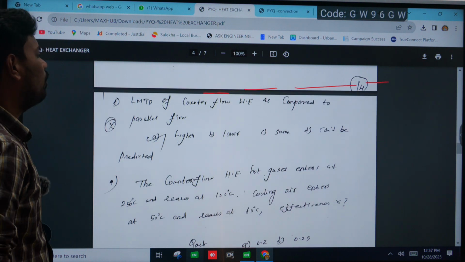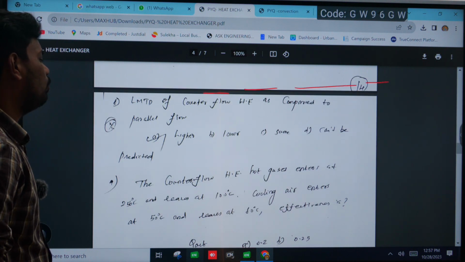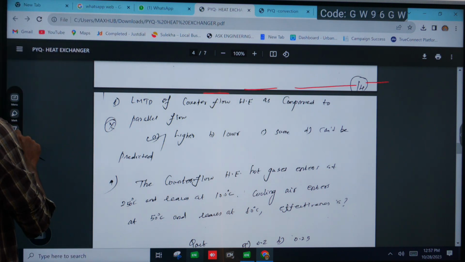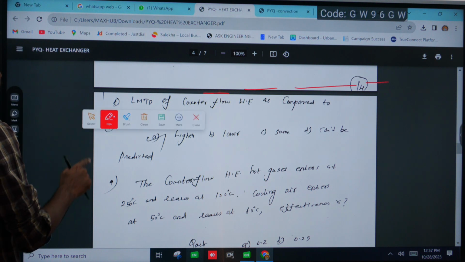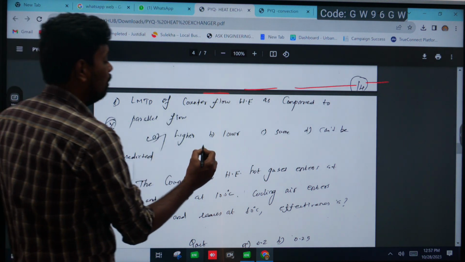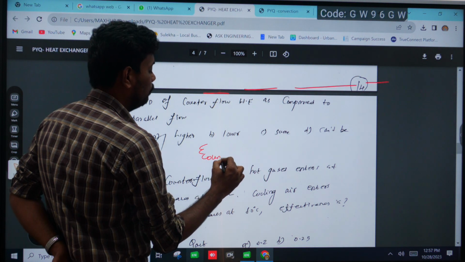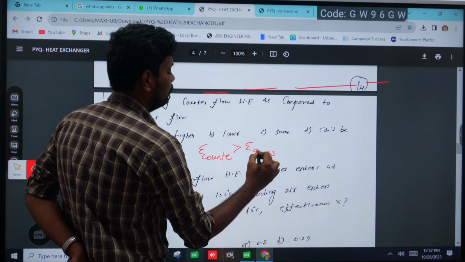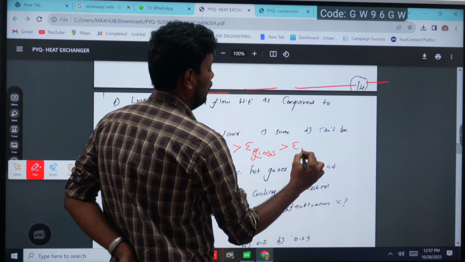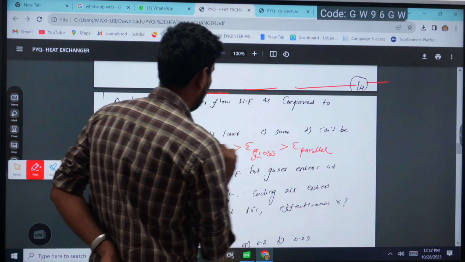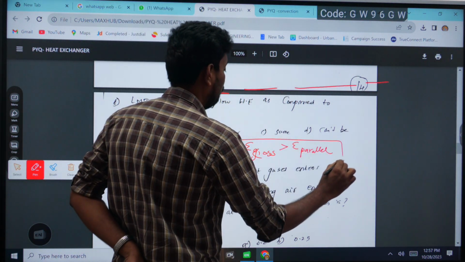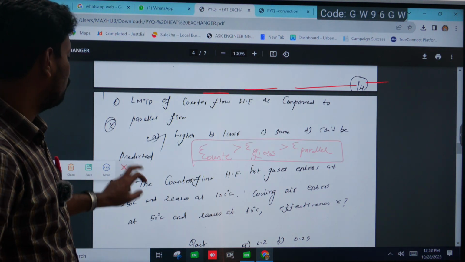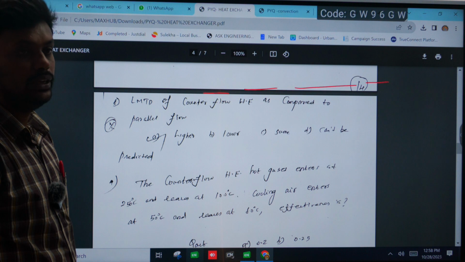Next, LMTD of counter flow heat exchanger is higher compared to parallel flow. I already told you while I was taking the theory session for this heat exchanger, I have already written: always the effectiveness of the counter flow is higher than the effectiveness of the cross flow and the effectiveness of the parallel flow. This you remember, I already told you in the theory session. So always effectiveness of counter flow will be higher than the parallel flow and the cross flow.